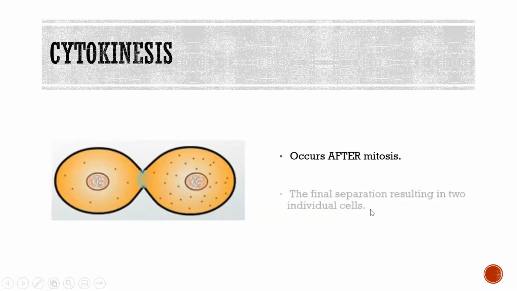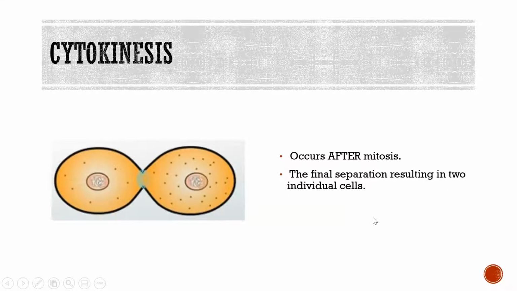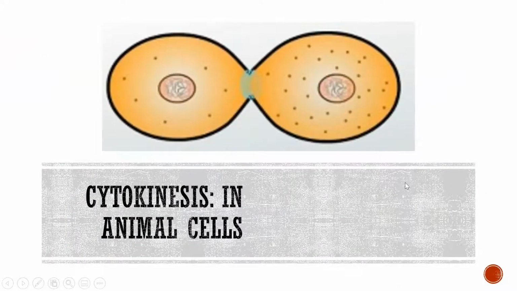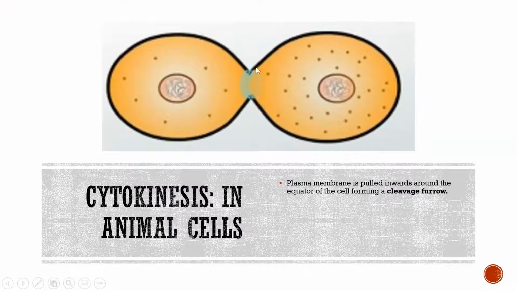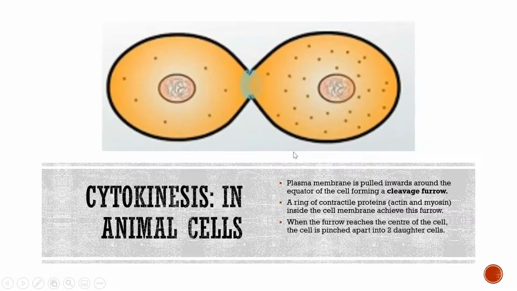Cytokinesis, which occurs after mitosis, is the final separation resulting in the two individual cells, and it's different in animals and plant cells. So let's have a look. Cytokinesis in animal cells: the plasma membrane is pulled inwards around the equator of the cell, forming what we call the cleavage furrow. A ring of contractile proteins, actin and myosin, inside the cell membrane achieve this furrow. These are proteins that can pull tight. When the furrow reaches the center, the cell is pinched apart into two daughter cells.